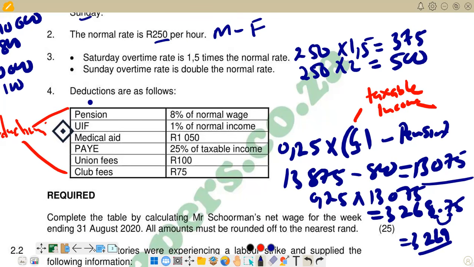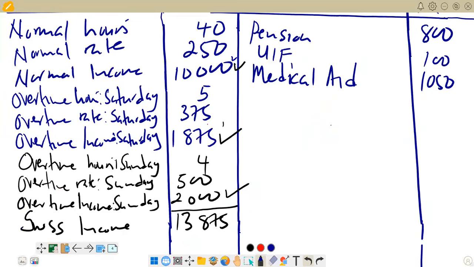So we go there, and then under the deductions, we are going to enter pay as you earn. So here we have pay as you earn, and we got 3,269. So that's what we have there, and then we check the next one.